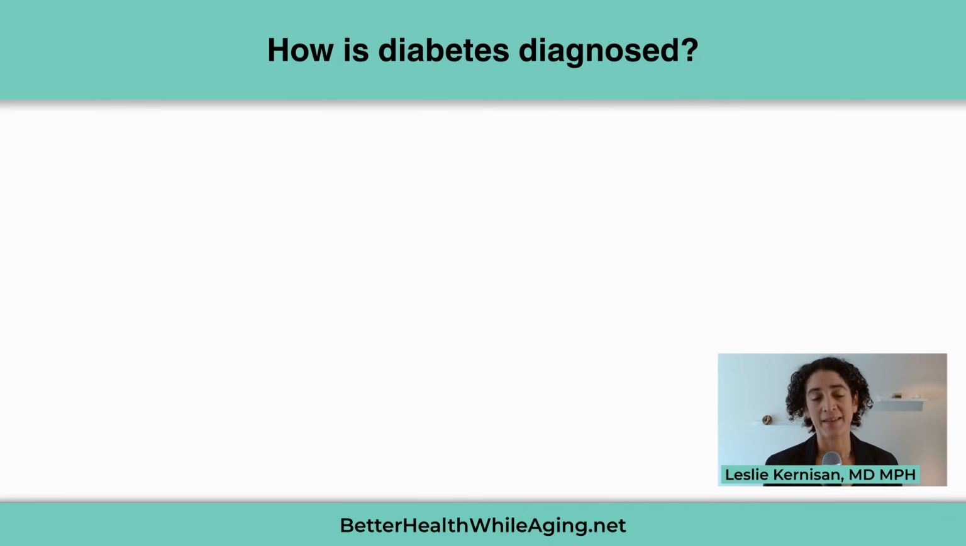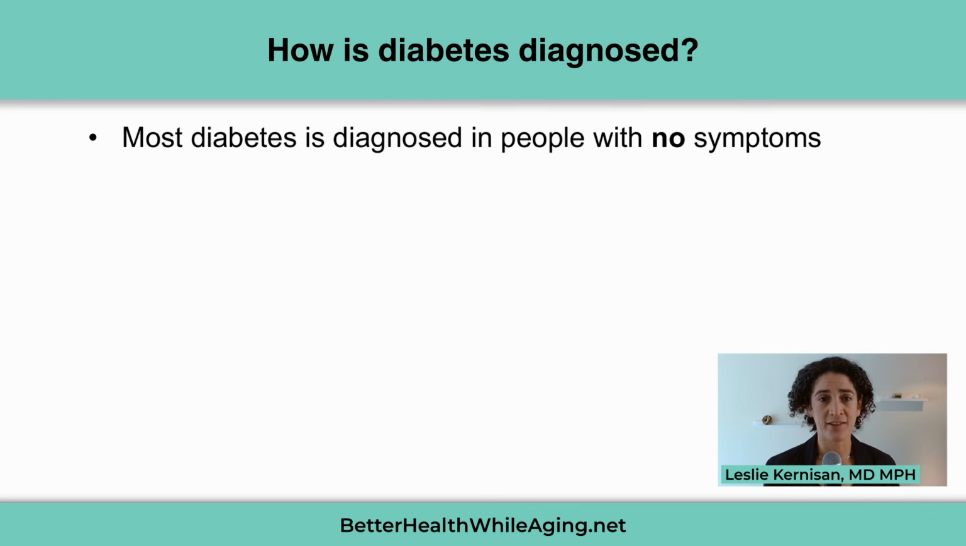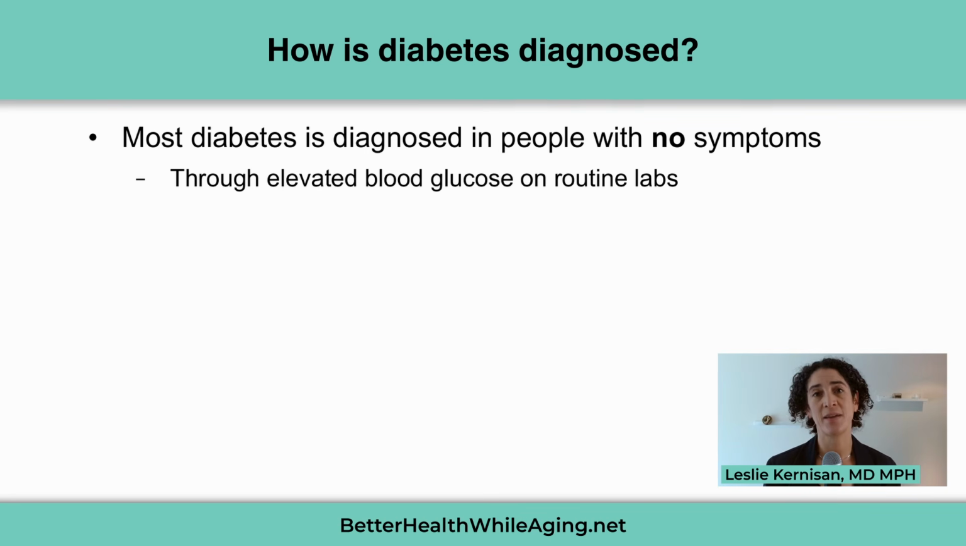So let's now talk about how diabetes is diagnosed, especially in older adults. So especially when it comes to older adults, most diabetes is diagnosed in people who have no symptoms. And that's because it's diagnosed because we notice that their blood sugar is abnormally high on routine labs. So if we check their blood glucose as part of, say, a Chem 7, a basic metabolic panel. And if you want to learn more about common labs, I have an episode just about that.